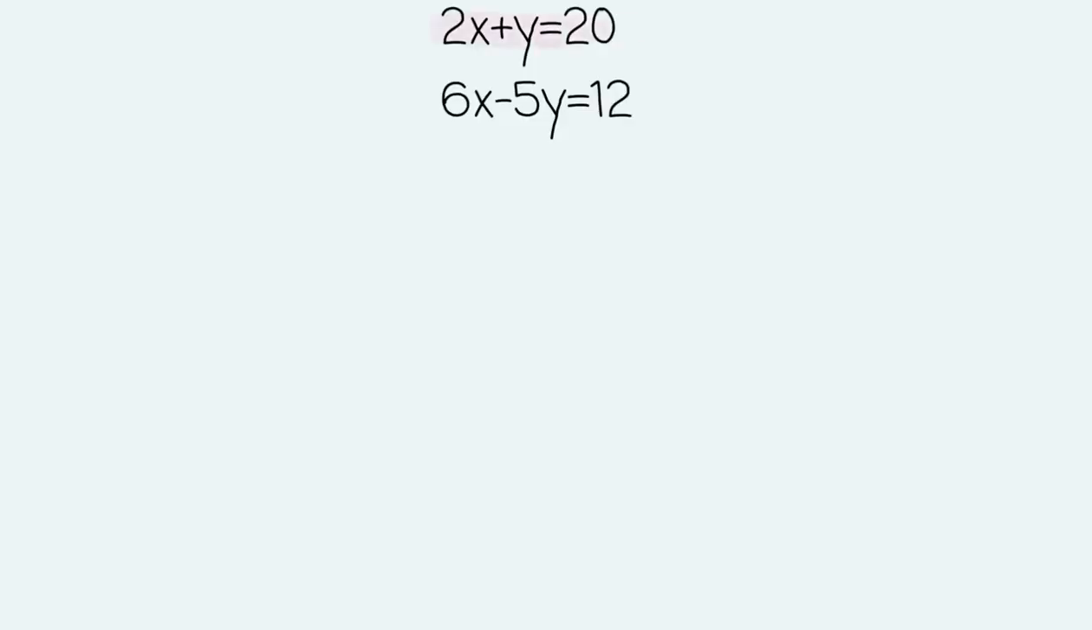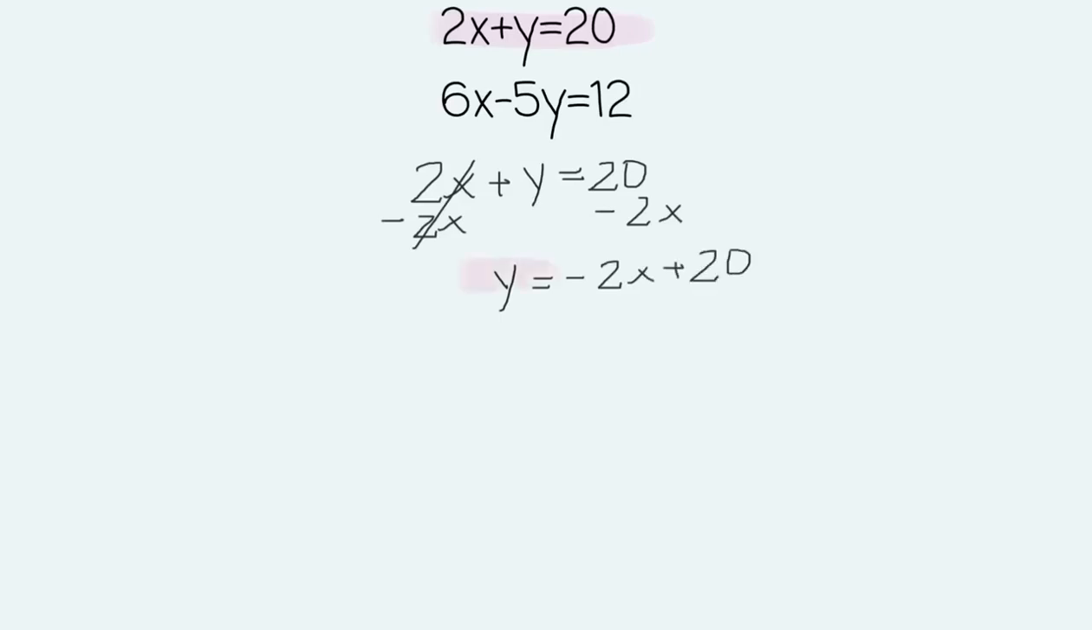Here we have two equations again, and we will be using the first one again, which is 2x plus y equals 20. We are going to take away the x, so minus 2x, and what we do to one side we do to the other, which gives us y equals negative 2x plus 20. And we're going to use this to put into the other equation as y. So it'll be 6x minus 5 times negative 2x plus 20 equals 12.